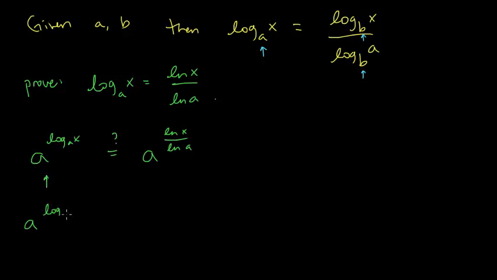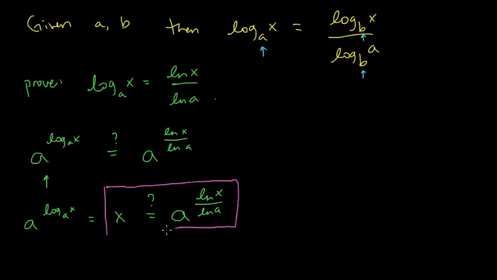A to the log base a of x, hopefully you recognize what this is. This is just equal to x. So really the whole goal of the rest of this proof is simply to prove that a to the natural log of x divided by the natural log of a is equal to x. So we're going to be proving the statement here in the pink box.